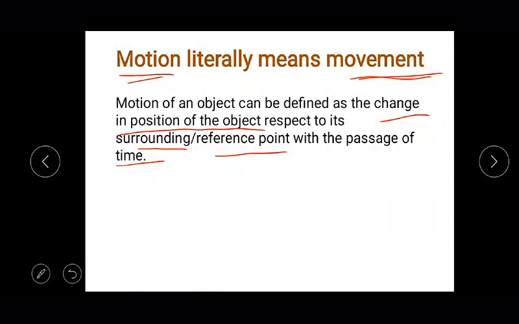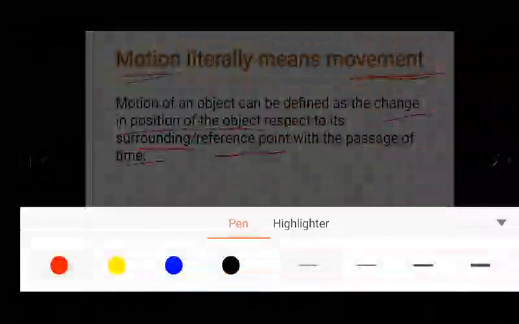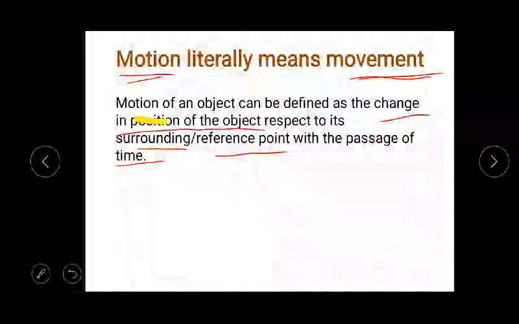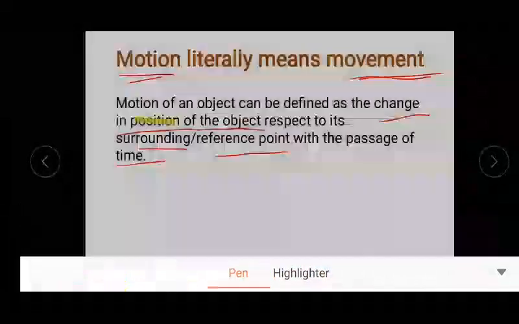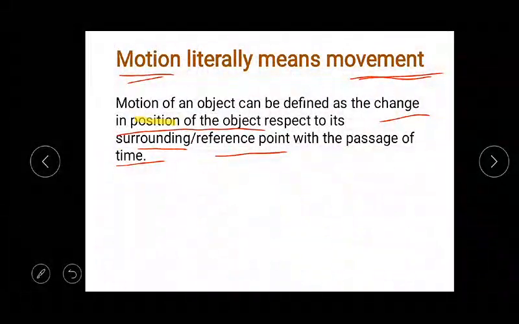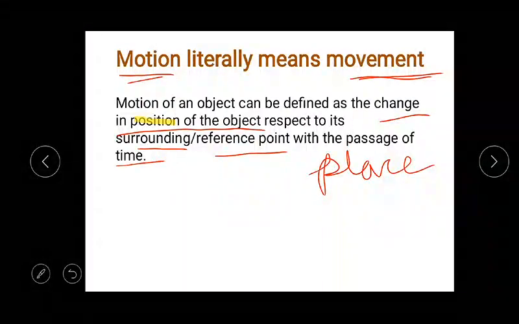Now to clearly understand this definition we need to know the concept of position at first. The concept of position should be clear to us, then only this definition will be clear to us. Now when we define position, we say that it is a place where someone or something is located or is being kept.